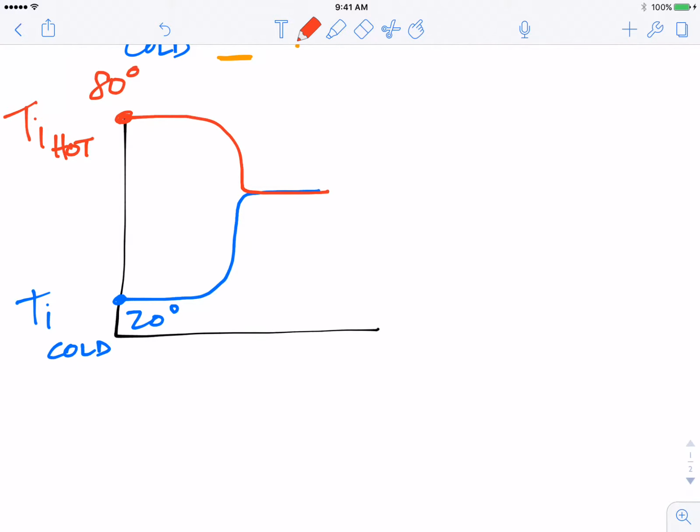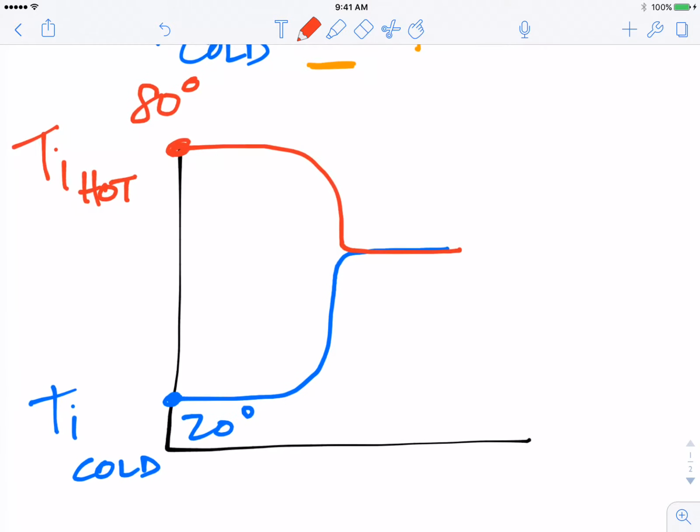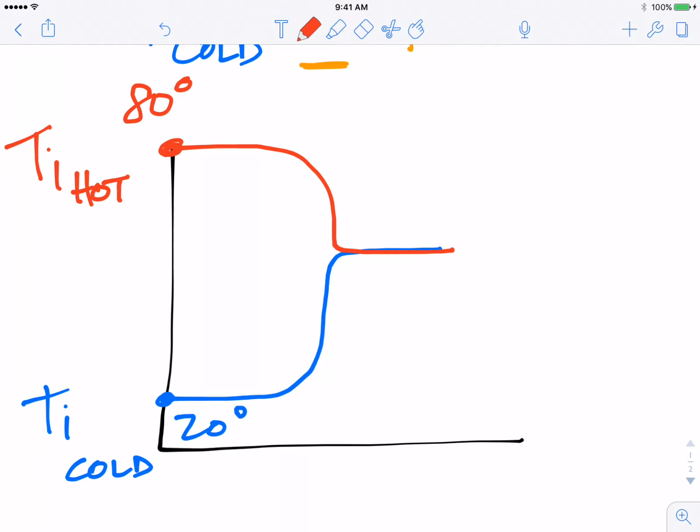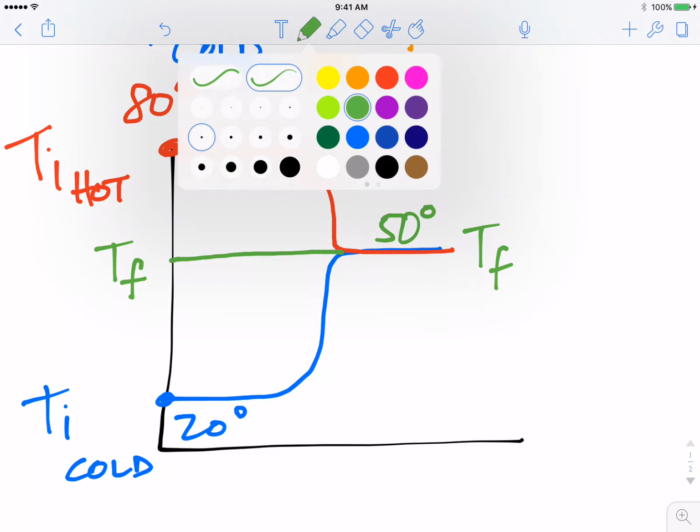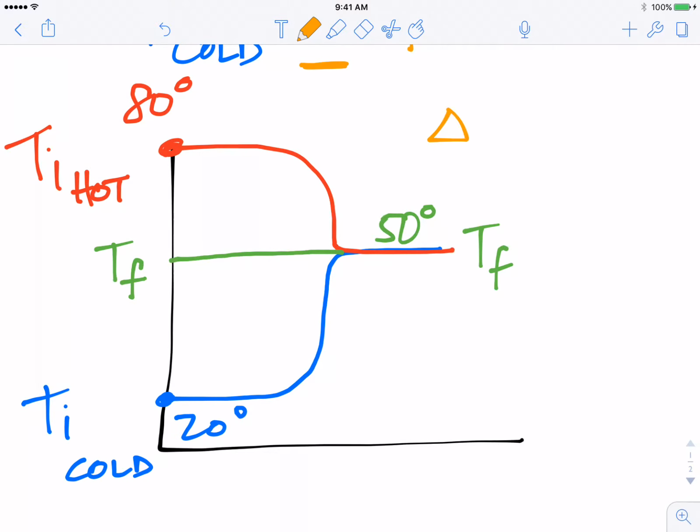Now despite my picture, which may not be that symmetrical, what we should see is that the final temperature, T final, should be at 50 degrees. And if I draw a line straight across here, this is where T final would be. And what we could do then is calculate your change in temperature. Your change in temperature is given the symbol delta T. And delta T is always T final minus T initial, okay, no matter what.